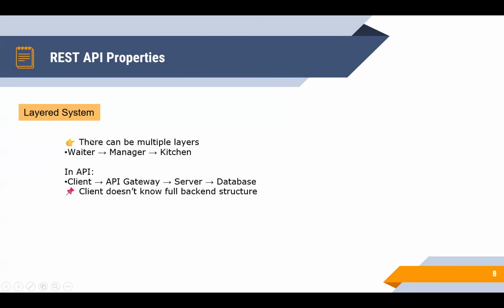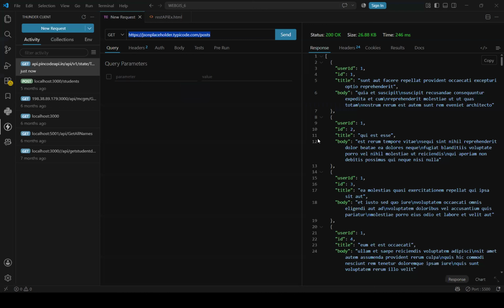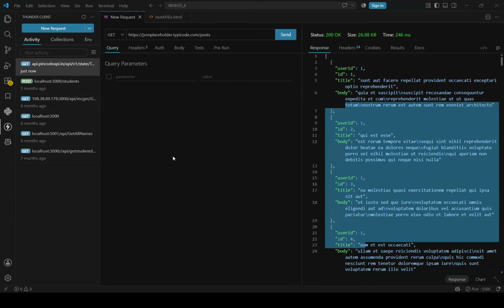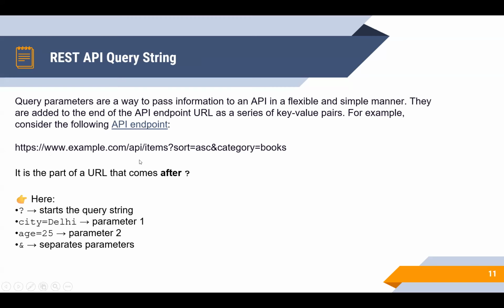Cacheable, REST layered system. There can be multiple layers: client, API gateway, server, data structure. This is not a problem. Representational: as you guys already know here, we are getting the data in the JSON format. This is also one important thing.